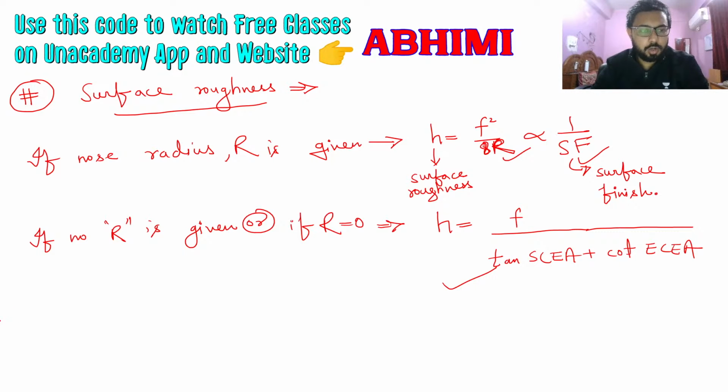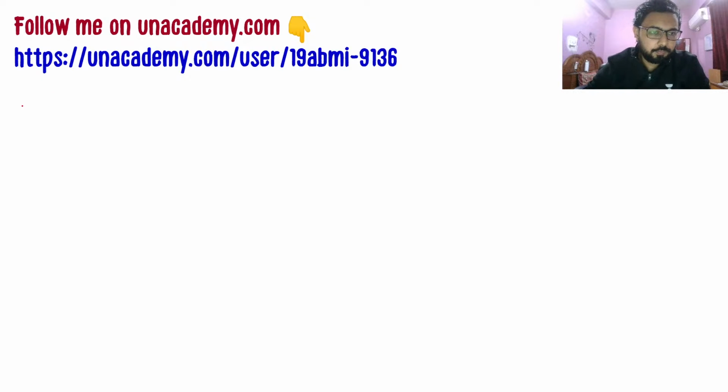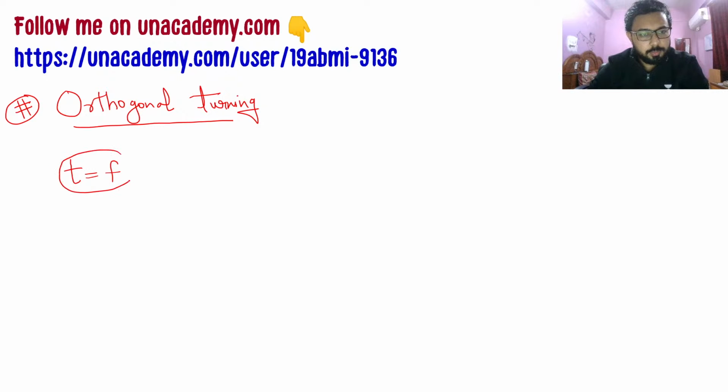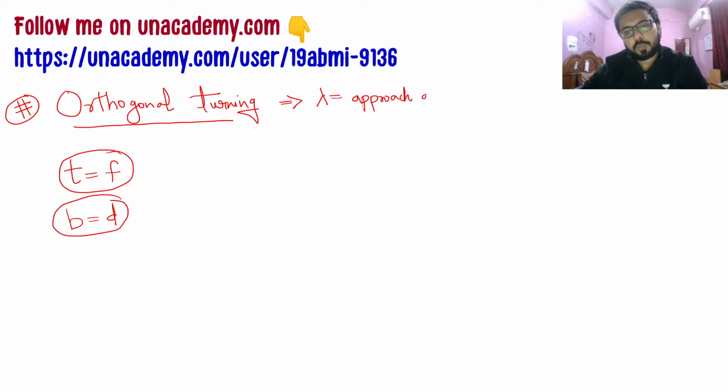Now let's talk about orthogonal cutting and do that revision also. Orthogonal turning: in orthogonal turning, we will have t is equal to f. These are some relations. b is equal to d. The approach angle is equal to 90 degrees. The approach angle is the principal cutting edge angle.